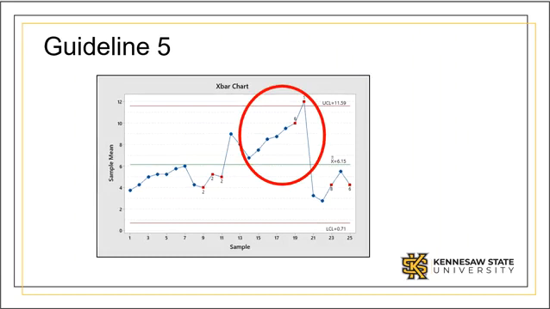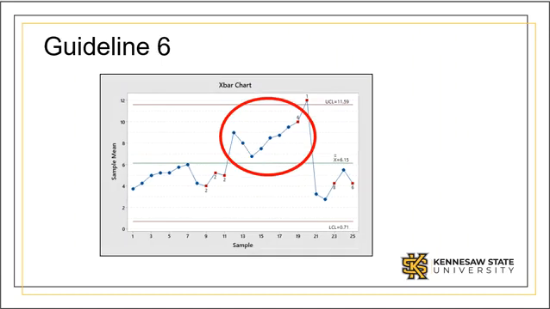When we have 6 or more points continuously increasing or decreasing, it is deemed a trend. Trends are another type of special cause. A cycle is defined as 8 or more points in a row on the same side of the central line. Cycles are also considered special causes.